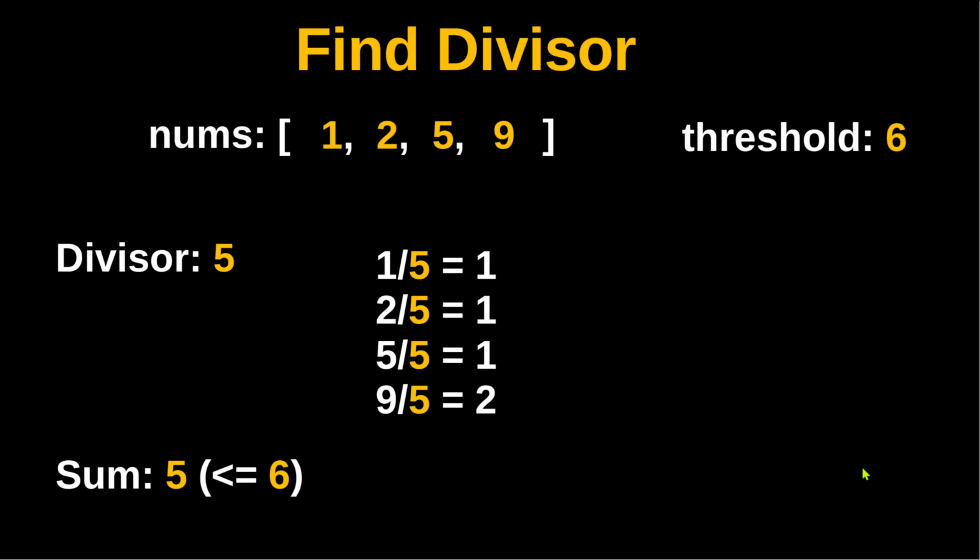Now let's try another divisor, say 5. We divide all the numbers in the array by 5 and round up to the nearest integer. The result is 1, 1, 1, and 2. We sum this up, and we get 5. And 5 is less than or equal to 6, so we have found our divisor. The question requires that we find the lowest divisor for which this condition is satisfied. So how do we do that?